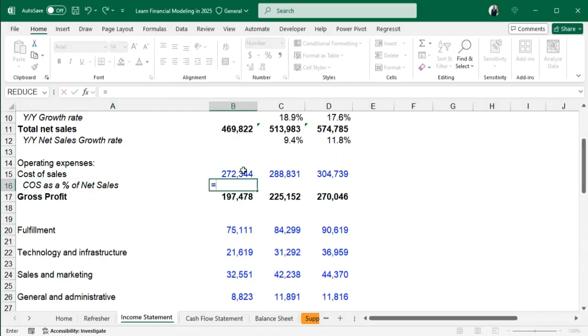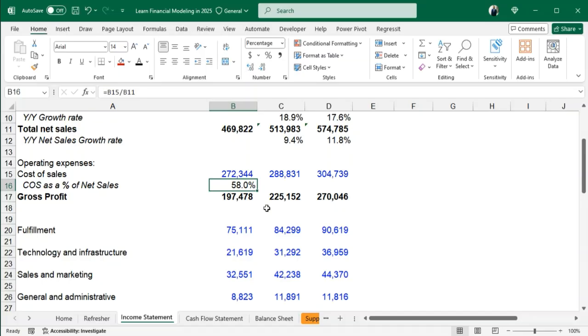All right, so this is going to be equal to our cost of sales divided by our total net sales. All right, so that is giving me 1 there. And the font color has to be black because it's a formula. And also change it to percentage and increase the decimal place to 1. And I can copy this to the right using Control R. Okay, so that is our cost of sales.